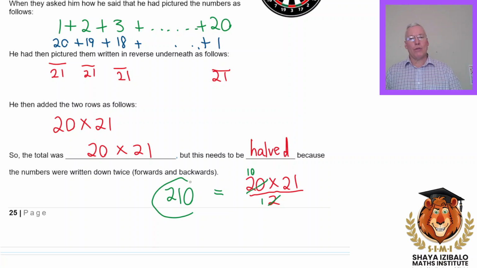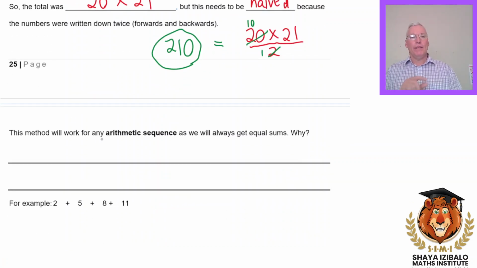Now that's an extraordinary story, because he did that. They say maybe he was 6 or 7, maybe 8, I don't know. And he did it in his head. He didn't use any pen, any paper, any calculator. And it's his idea that actually helps us create a formula for arithmetic series. We're going to look, because this will always work. We're always going to get equal sums.